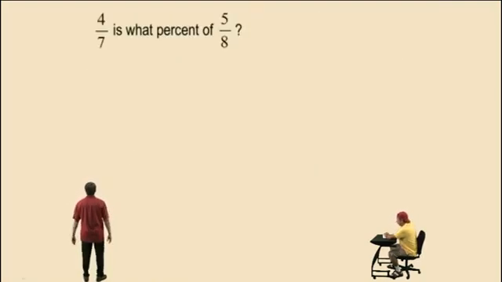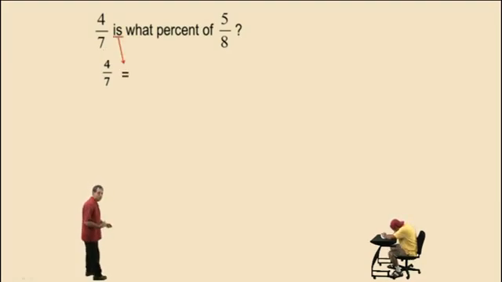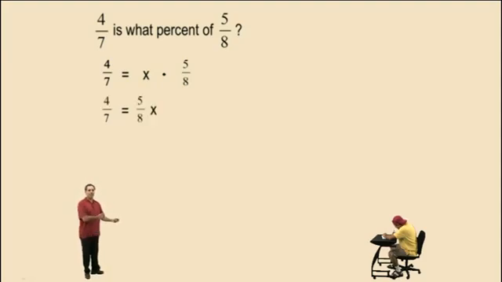4/7 is what percent of 5/8? Now don't get scared. We're going to use the force here. Okay. Let's read and translate. Okay, Charlie, pay attention. We have 4/7 is, there's our equal sign. What percent? We're going to represent that unknown quantity by the variable x. Of is multiplication, and bring down our 5/8. So there's our equation. 4/7 equals x times 5/8, or 5/8 times x, or just 5/8 x.